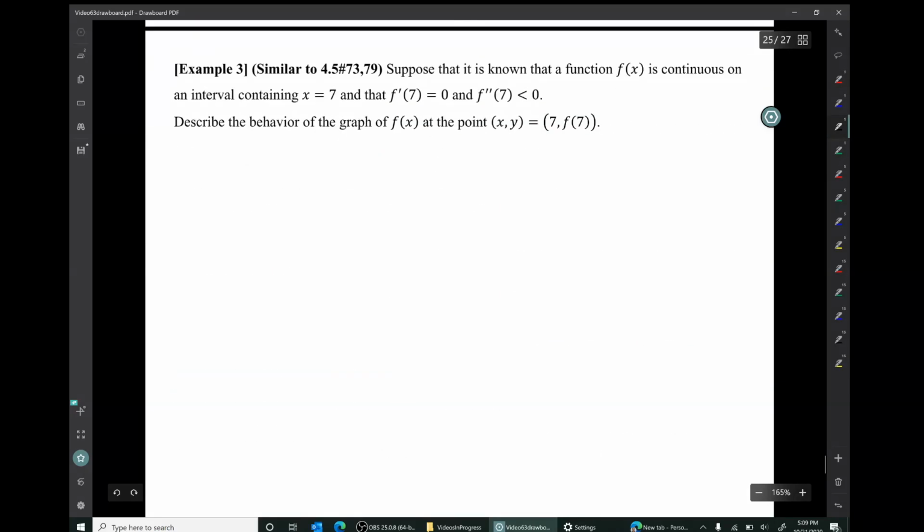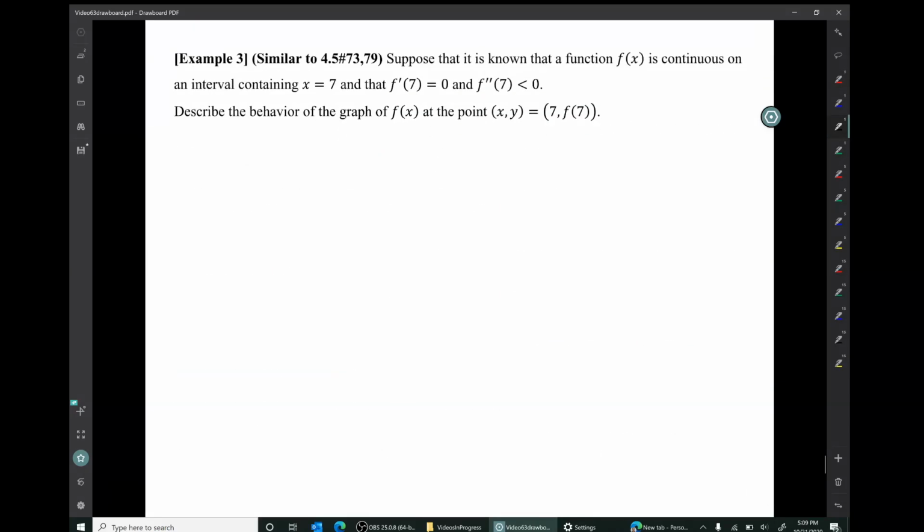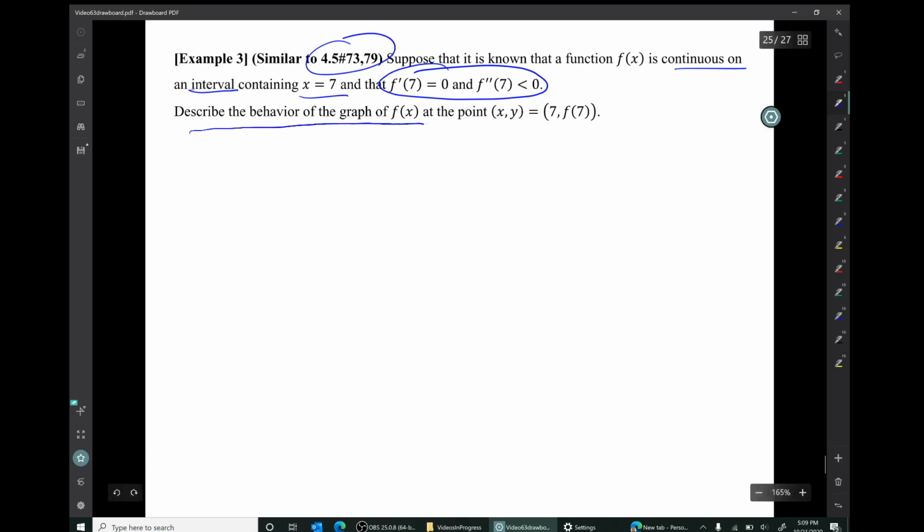Let's go on. So for example, this is an example similar to 2 of your homework exercises. Suppose you have a function f of x and it's continuous on an interval that contains the number x equals 7, and you know this stuff. F prime parentheses 7 equals 0, and f double prime parentheses 7 is less than 0. So the question is, describe the behavior of the graph of f of x at that point.